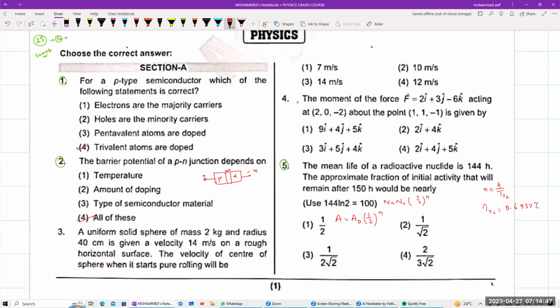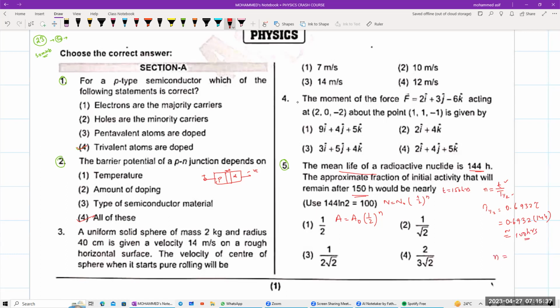So tau is given in the problem, how much, beta? The mean life of a radioactive nuclide is given as 144 hours, so t half is 0.693 times 144. Okay, approximately how much is coming? Multiply and see. The time given in the problem is 150 hours. Small t is given as 150 hours. So t half is equal to 0.693 into 144, which will be approximately 100 hours, beta.